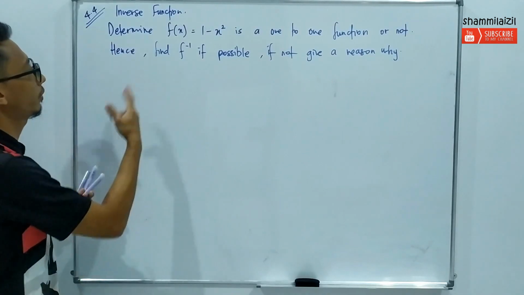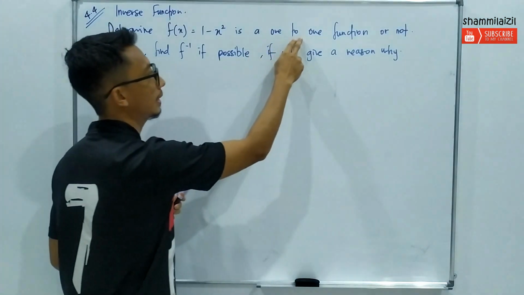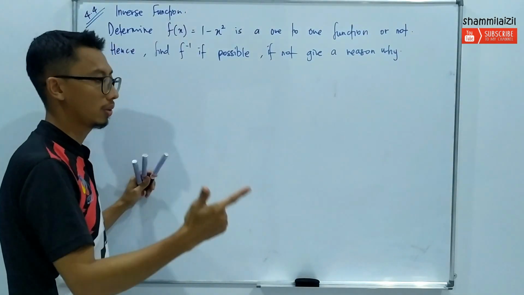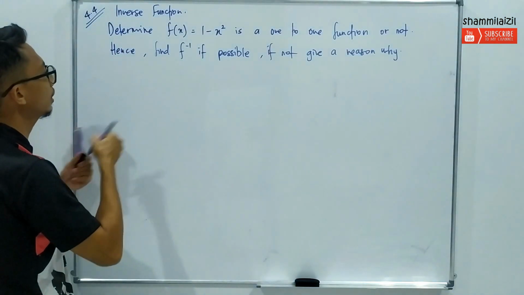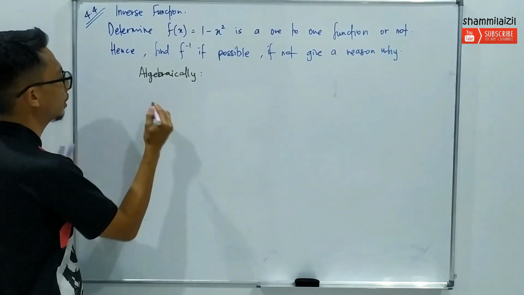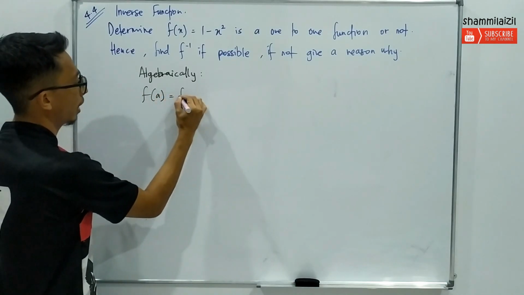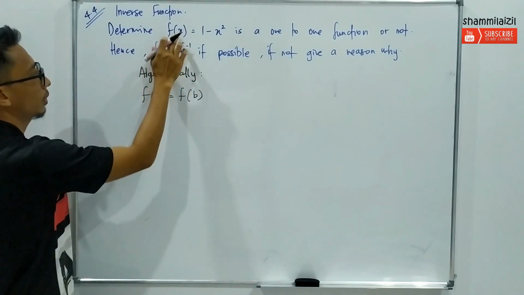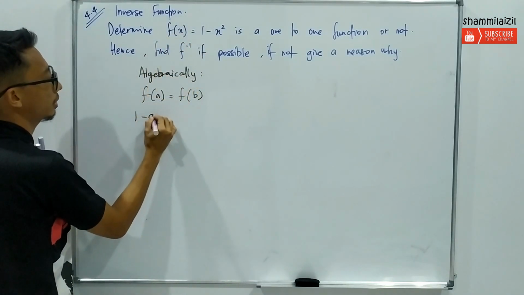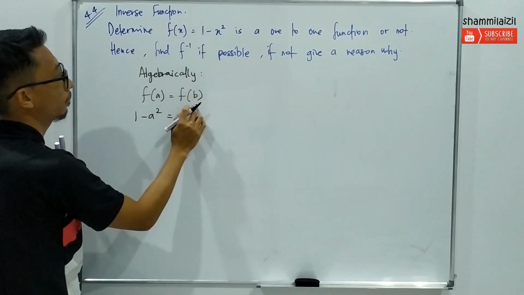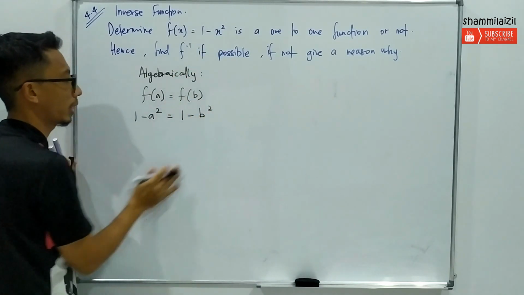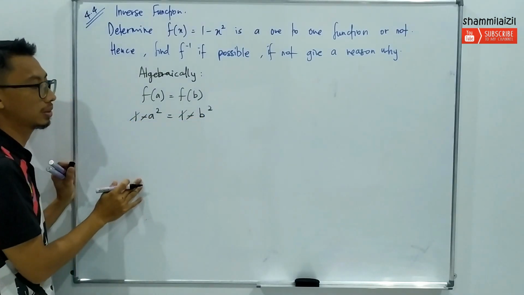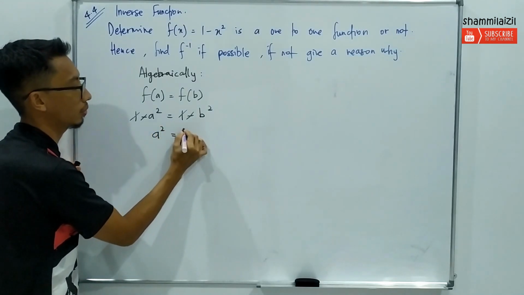Okay, let's proceed with the first part. As I told you before, to test whether it is a one-to-one function or not, you have two methods, algebraic or graphical. Algebraically, this is the formula, guys: f(a) equals f(b). What does it mean? Your left hand side is x substituted with a, so 1 minus a squared. Your right hand side is f(b), so 1 minus b squared. Simplify this: 1 and 1 can be cancelled off, the minus can be cancelled off, leaving you with a squared equals b squared.